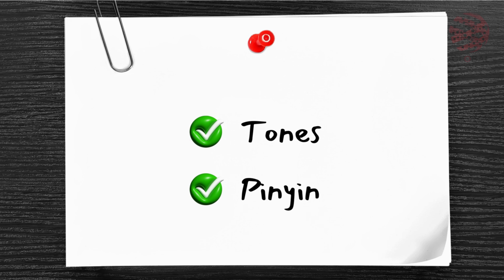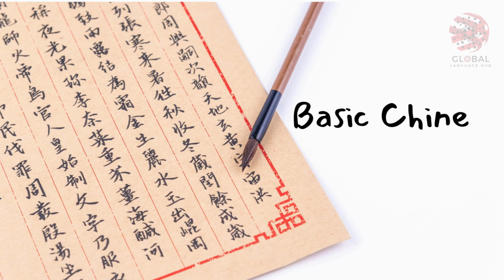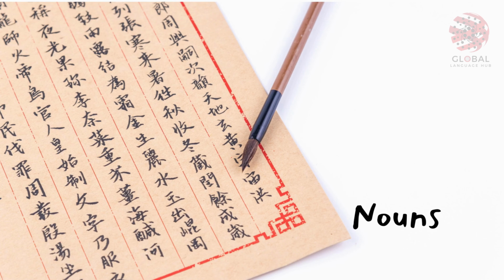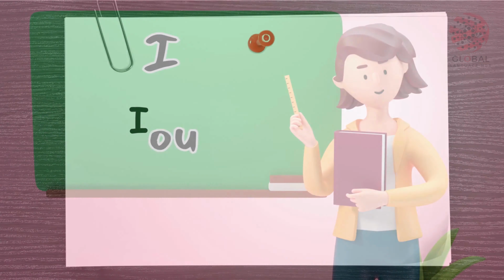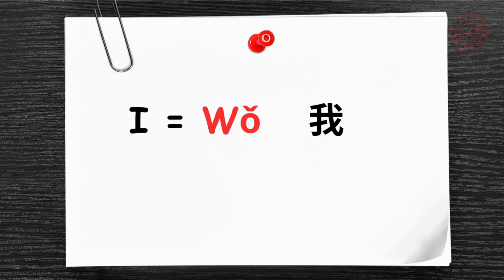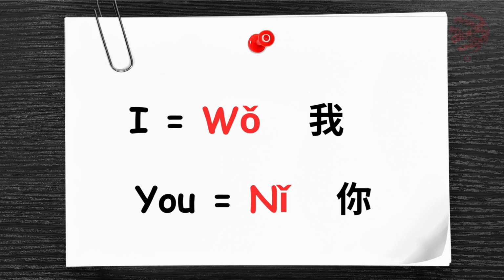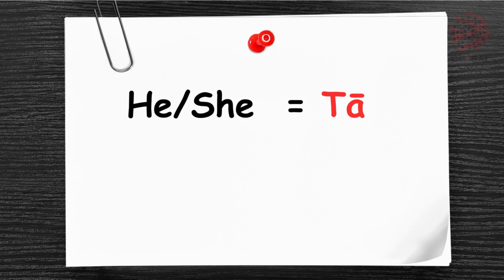In this lesson, you are going to learn about some basic Chinese nouns. Let's first see how to say I, you in Chinese. How to say I. 我, from the third tone. How to say you. 你, that too from the third tone. 你, 我, 你. Now let's see how to say he.